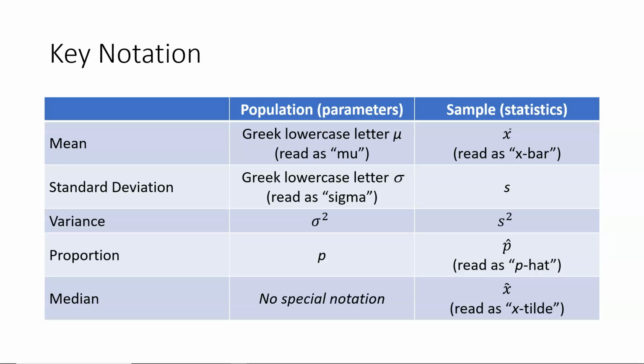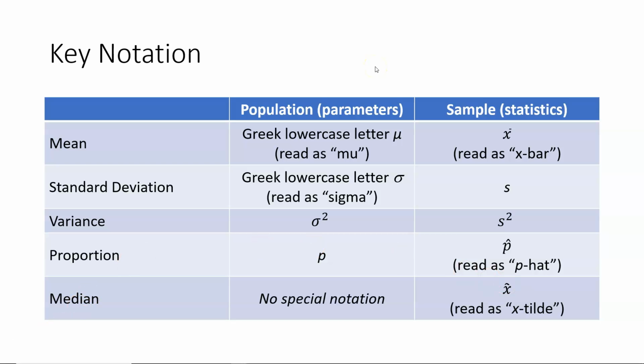On the far right, we see the notation that you need to use when you're talking about those 5 numerical quantities in the context of a sample. That is the statistics. We have x bar, lowercase s, lowercase s squared, lowercase p with a hat over it, respectively, for the mean, standard deviation, variance, and proportion. And then the median has x with a tilde over it for representing that notationally.